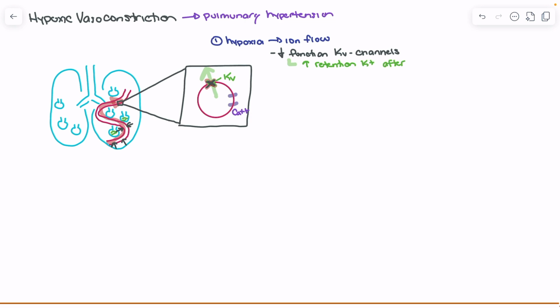If you think of what this means for the patient, we are going to see an increase in the amount of potassium within the cell, which makes the cell more positive. So the consequence of retaining all this potassium is that we increase our resting membrane potential, or we have a more positive resting membrane potential.